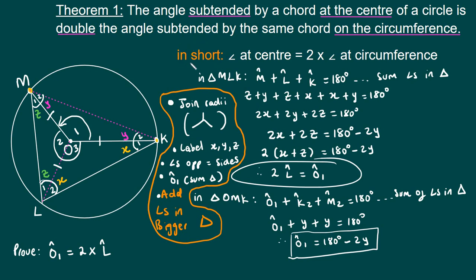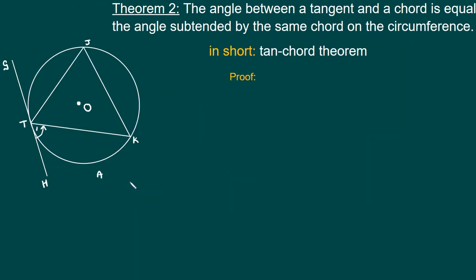Good people, by the way, I wrote that in short. When you are going to be using the theorem, you simply say angle at center is equal to 2 times angle at the circumference. So let's remember that when you are now using the theorem, you're going to be saying angle at center is equal to 2 times angle at the circumference. Are we all good here? Any question? Okay, so we can continue to the next one.